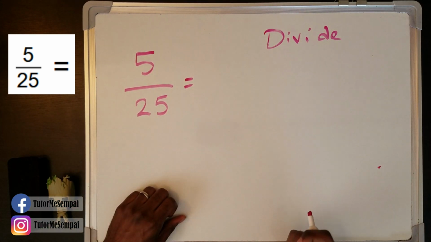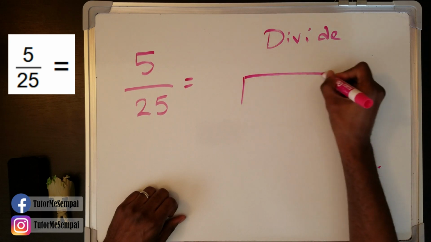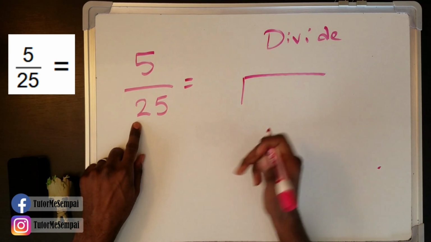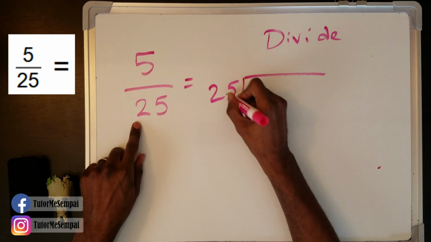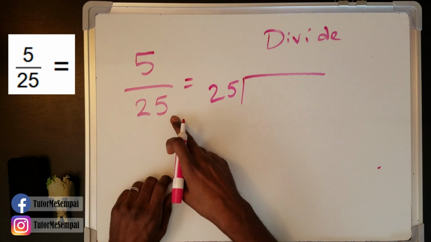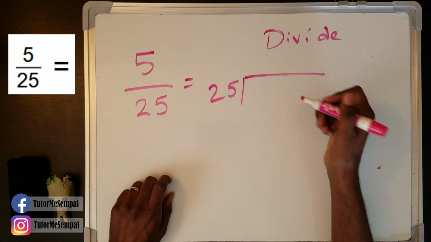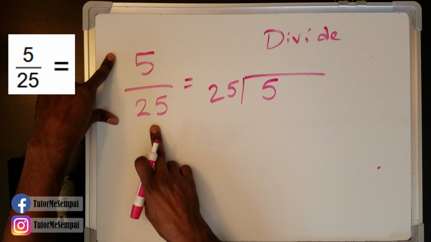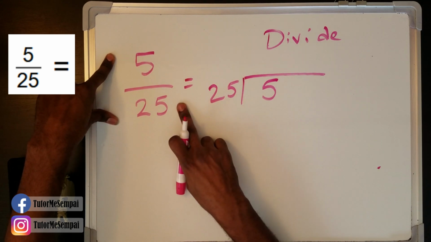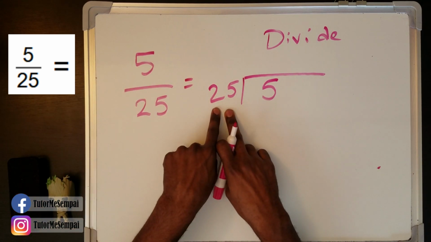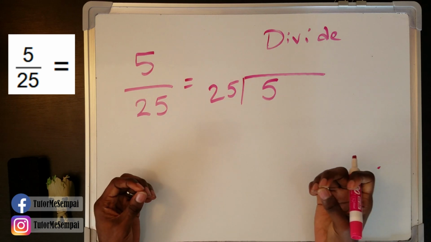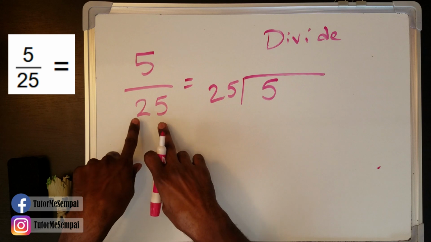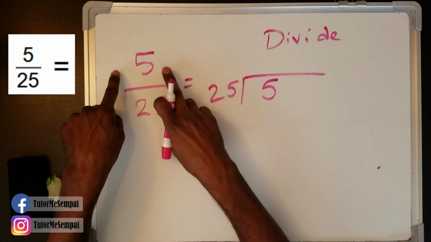5 over 25 really gets set up like this. So you're going to have your division symbol right here, and the denominator is going to go on the outside. Now you might be thinking, this looks kind of weird because the denominator is bigger. Well, it doesn't matter because we're going to be using decimals. This is not a whole number, right? This is smaller than a whole number. So when you divide 25 into 5, you should get something smaller than a whole number for a decimal as well. So that's why we put the denominator on the outside and the numerator on the inside.